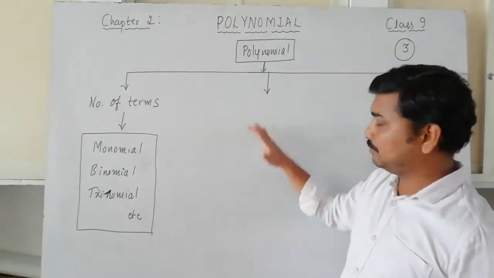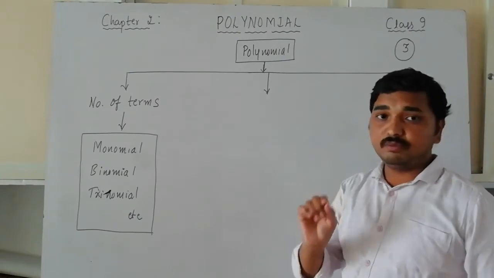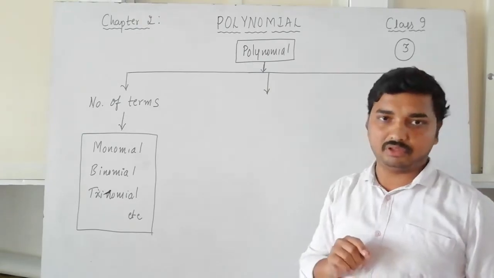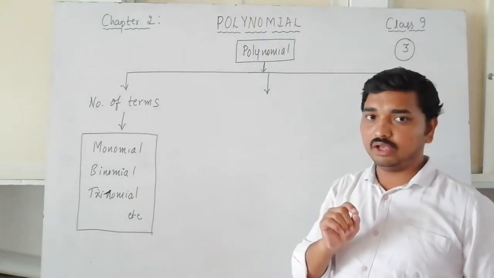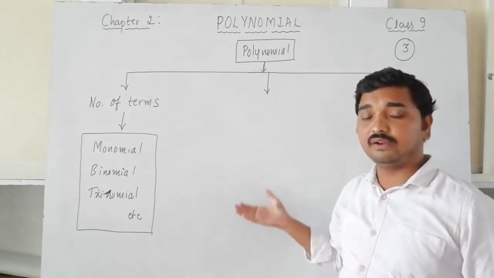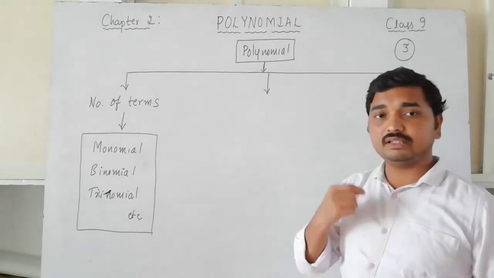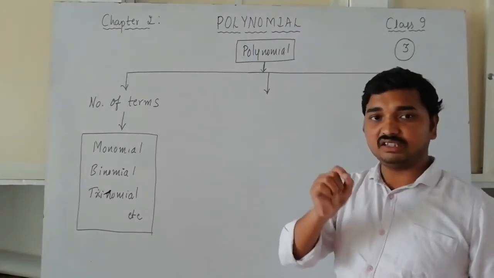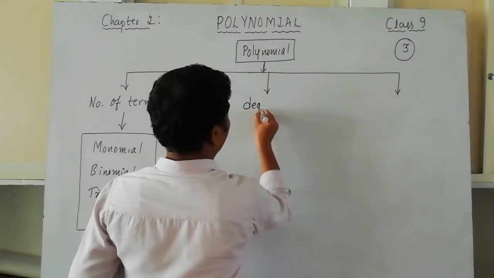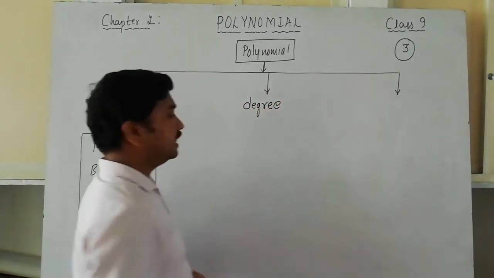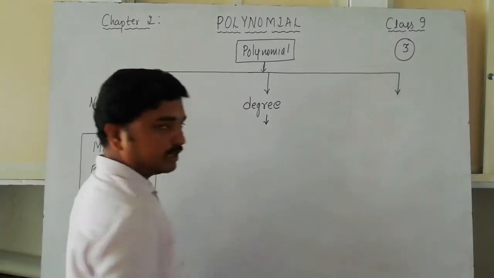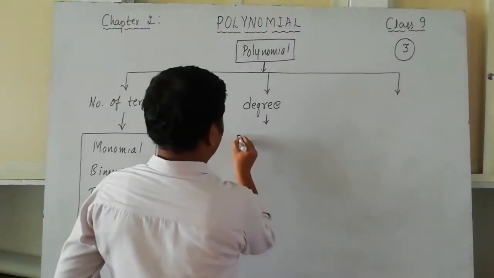And I am going to write one more classification. It should be based on one of the criteria, or one of the characteristics, of the polynomial. So first let us see what that characteristic is. Before defining the different types of polynomial, we must know the characteristic. It is based on the degree of a polynomial. So based on degree, polynomials can be classified like this.